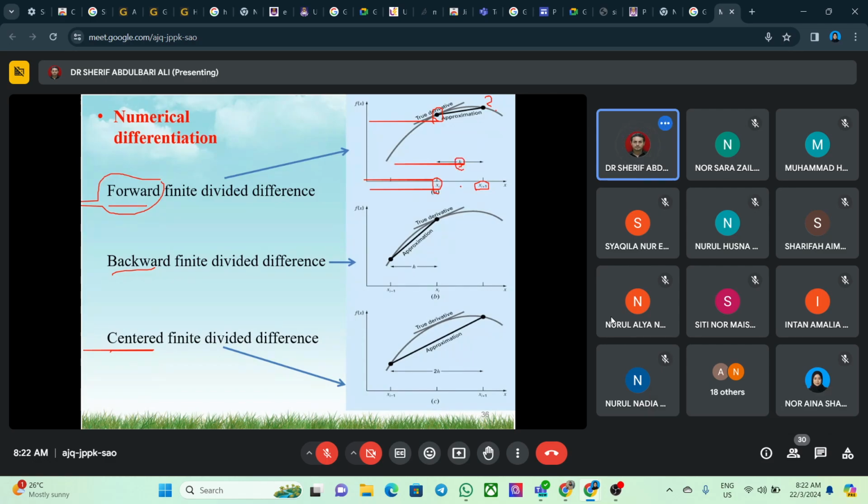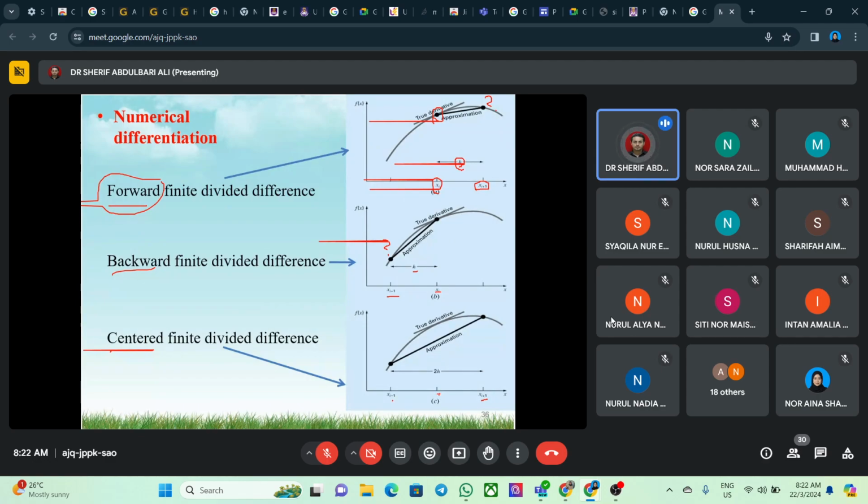If we do the same in the form of the backward finite divided difference, this means we start from x, but here we try to find the value of the function at x minus 1. So we go backward. This is also considered a single step size, because from x to x minus 1 is a single step size.